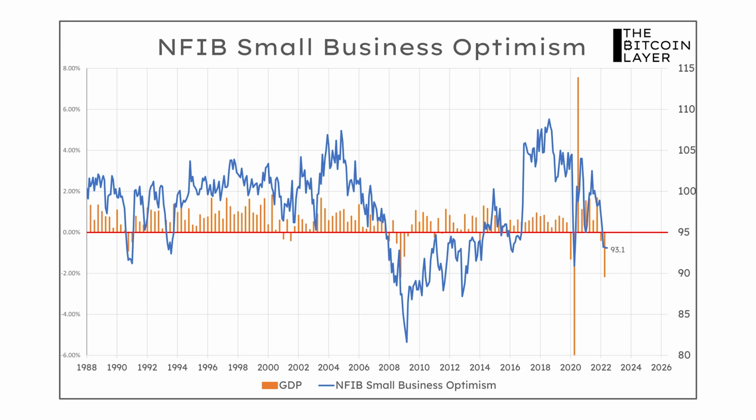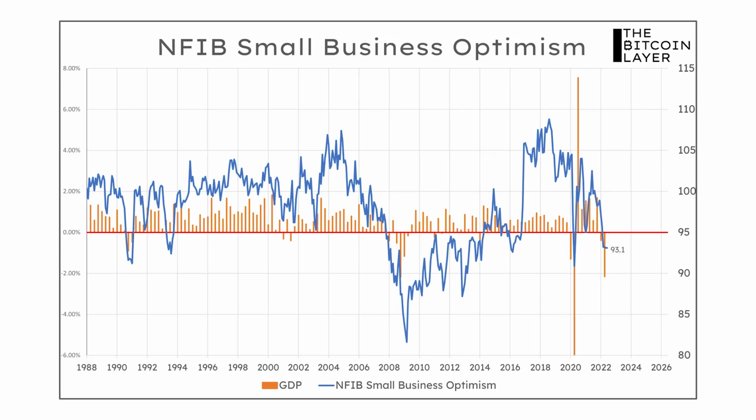That is, when the reading is above 95 on this survey, the economy is in expansion, and when it's below 95, it's generally in contraction. These surveys are not exactly correlated with the economy. Look at small business optimism, for example, going back to the great financial crisis of 2007, 8, and 9.